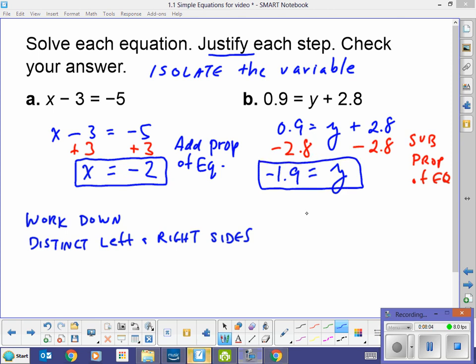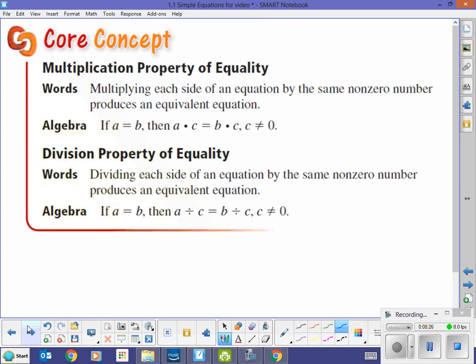I'm working down. Essentially, if you look at it, I'm removing things away from the variable because I want to isolate the variable. And once I get the variable alone, then I'm done. And that should be at the bottom of your work. Okay, so that's these two examples. Let's move on to the next screen here.